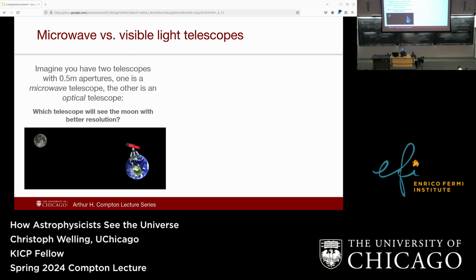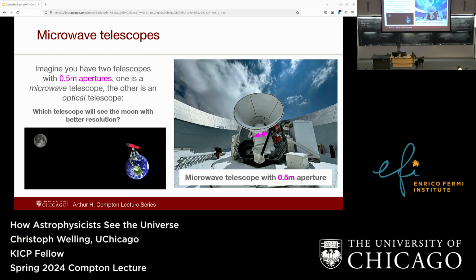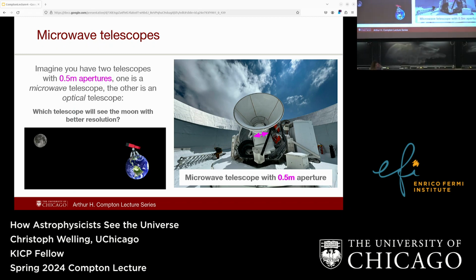Anyone want to guess? The optical. These smaller wavelengths are able to probe the structure on the moon with finer resolution. The larger wavelengths don't do as well, as we'll see in a minute. And this is a microwave telescope. This is in the Atacama Desert in Chile on a bad observing day. We'll see better observing days. Microwaves are absorbed by water, so clouds would not be good for this microwave telescope.